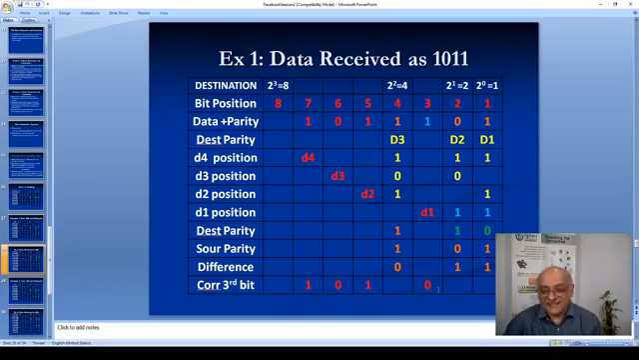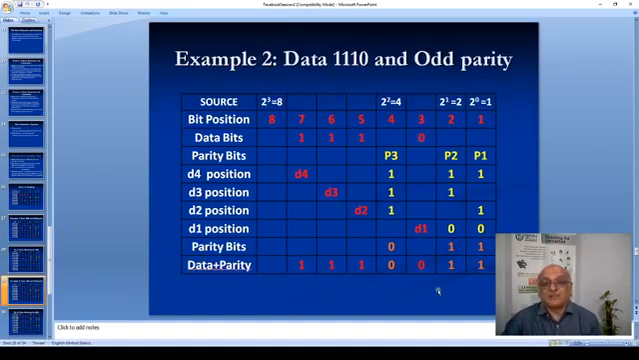Right? Slightly confused? So let's take another example. Once again, a similar situation, a different example.